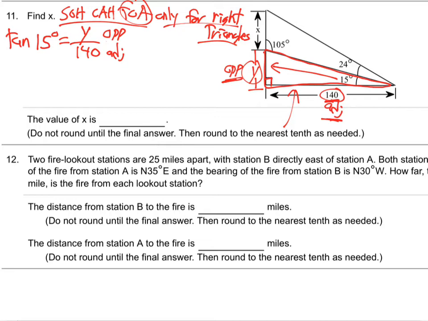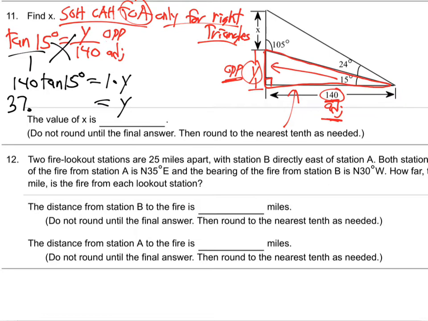Okay, so now I'm going to solve that for y. Put this over 1, diagonal, cross multiply. 140 tangent 15 degrees is 1 times y. So y equals, make sure you're in degree mode, 140 times tangent 15. My calculator gives 37.5128 9. I'm going to use a whole bunch of decimals. Why? Because I'm still in the middle of a problem. You want a lot of decimals while you're still in the middle of the problem, just to make sure your final answer is accurate. Okay, so I've got y.